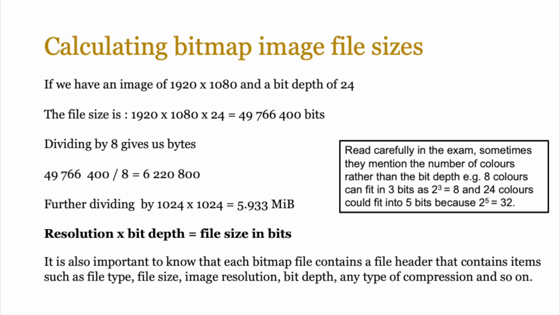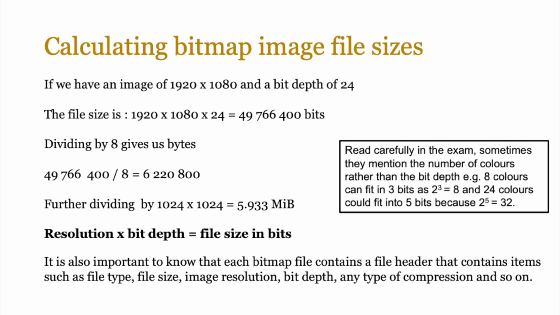Now be very careful in the exam. You've got to read the exam question carefully. Sometimes they mention the number of colors rather than the bit depth. For example, they'll say 8 colors. Now 8 colors can fit in 3 bits because 2 to the power of 3 gives you 8, rather than using 8 bits straight away. And if we were going to use 24 colors, they could fit into 5 bits because 2 to the power of 5 gives you 32 combinations and 24 can fit into 32.